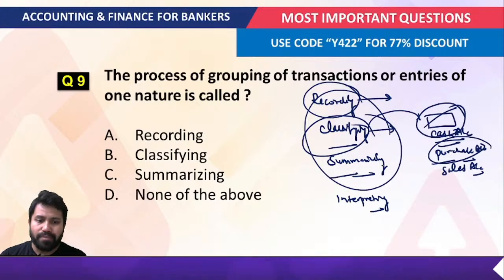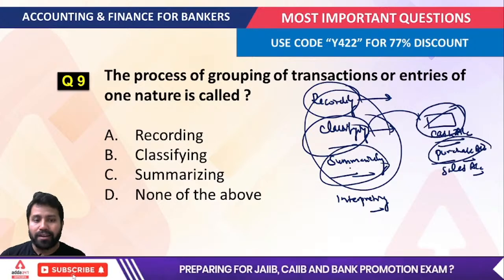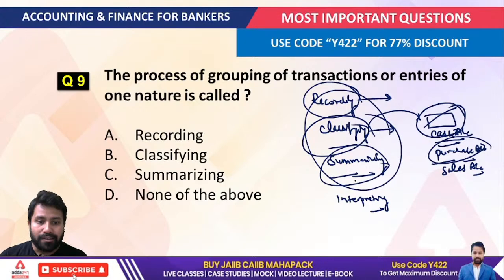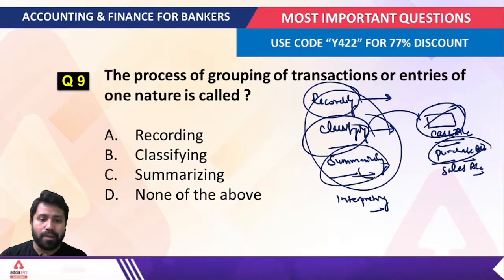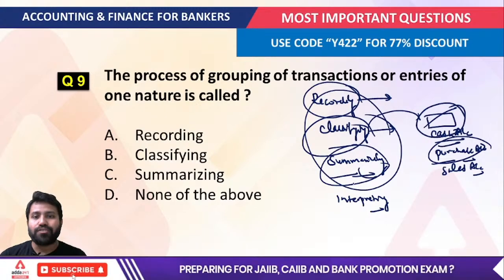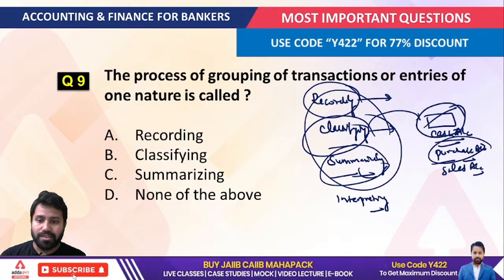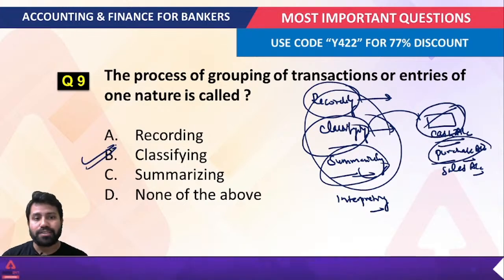And after that is the summarizing phase. As you all know, after that we prepare the final accounts, and that is helpful for the investors. So this is all about summarizing whatever data you recorded. So what would be the answer of this? Just tell me the correct answer. That would be the classifying phase. That is the correct answer for this question. Next question.